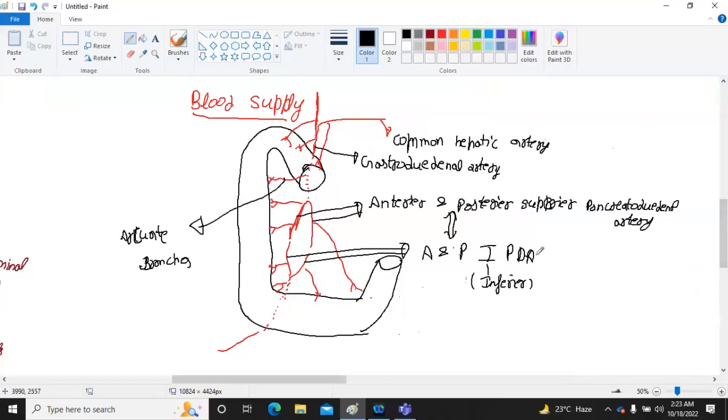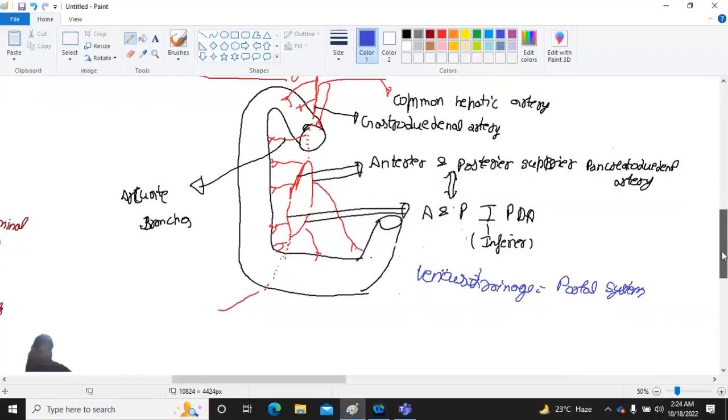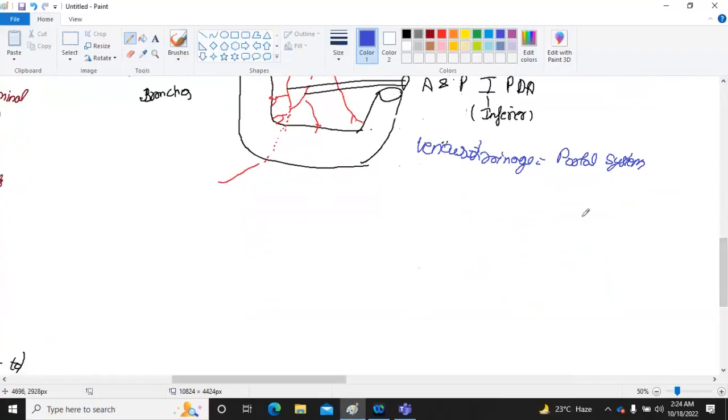Similarly, the portal vein is for venous drainage. For venous drainage, there is a portal system, similar to the arterial. Done. For venous drainage, we have the portal system. This is the important thing. This is the blood supply of the duodenum. Now come to some clinical aspects of the duodenum.